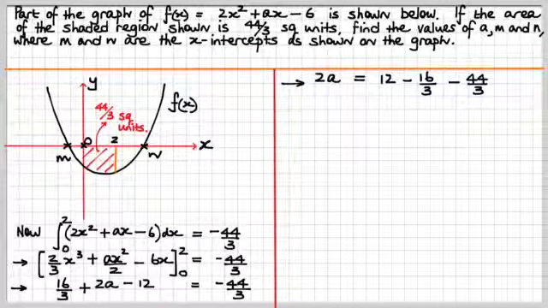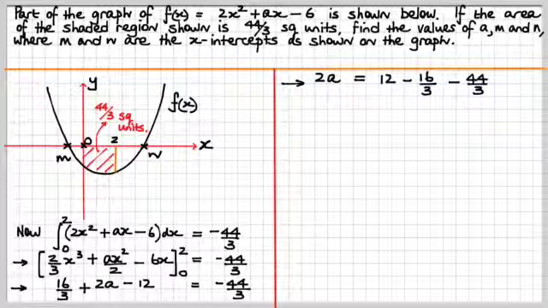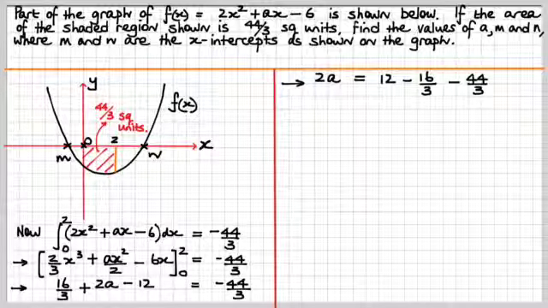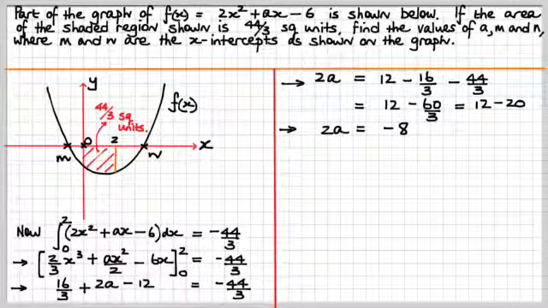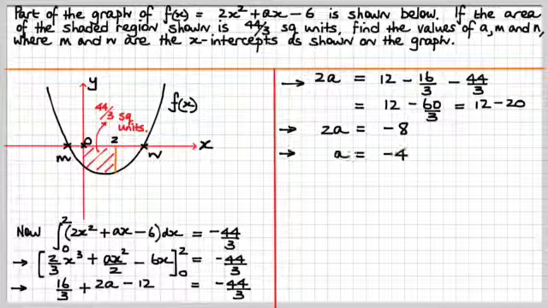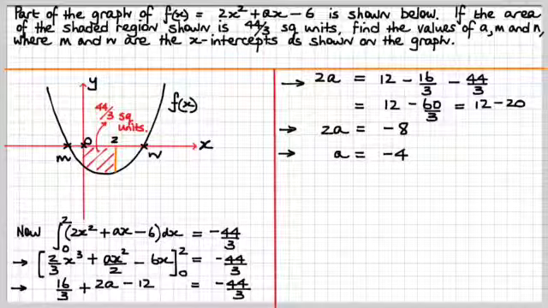Therefore 2a, just rearranging that a bit, is 12 minus 16 over 3 minus 44 over 3. 44 and 16 adds up to 60, so that'll be 60 over 3, so it'll be 12 minus 20, which will be minus 8. That's excellent. So therefore, a is going to be minus 4. That feels good when you get to that stage, doesn't it?